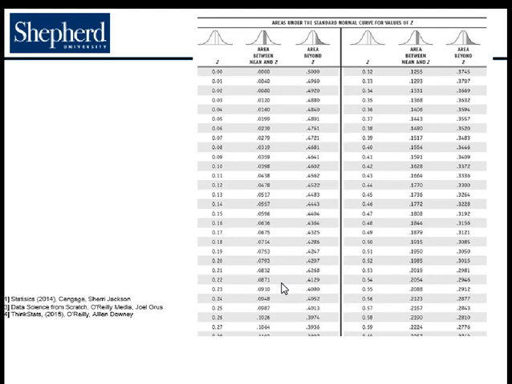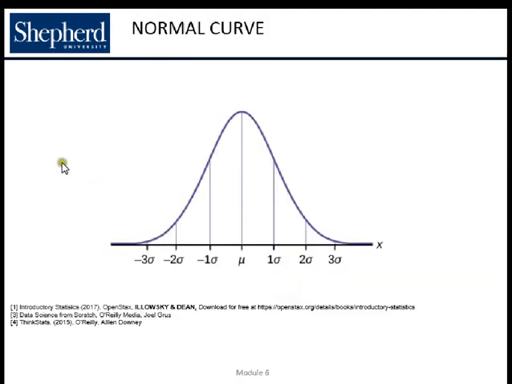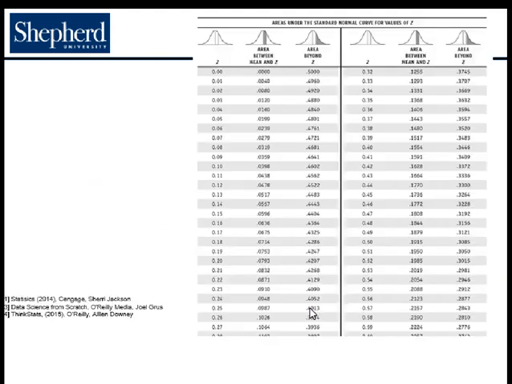Typically we'll use tables to find the areas, or in other words the percentages or proportions of elements between various values in our curve. And again, this is a normal curve. It's known as a normal distribution or a standard normal distribution.